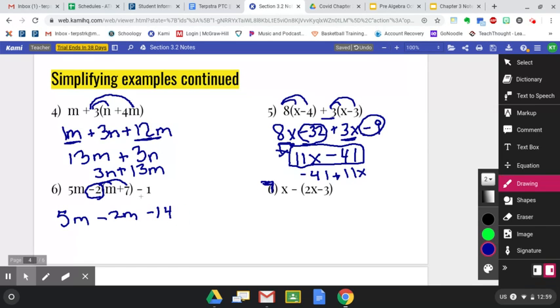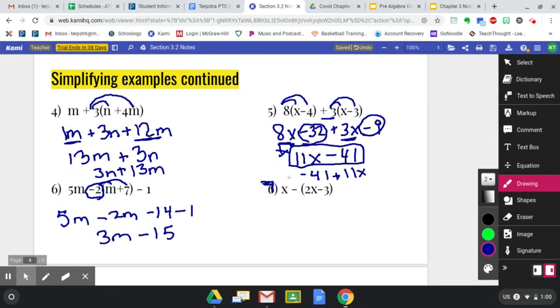And then this is not in the parentheses. It's just in addition to the problem there, I have a minus 1. So my like terms are 5m and minus 2m, or negative 2m. Combine those, I get 3m. And I have negative 14 and negative 1, which would give me negative 15.